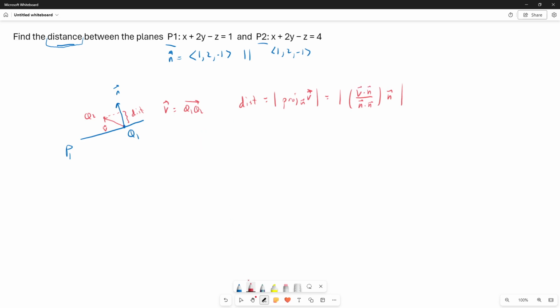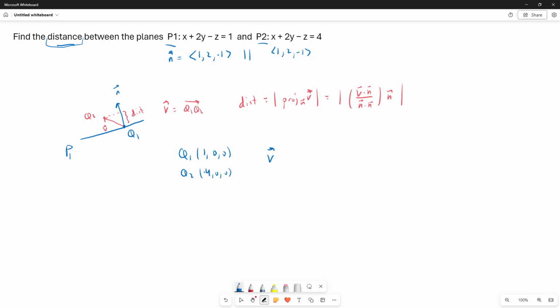Okay, so now for the details. Let's pick a point q1 in plane 1. We'll pick q1 to be a nice simple point. Let's pick x equal to 1, y and z to be 0. 1, 0, 0 is a point on the first plane, and we need a point q2 on the second plane. So for q2, let's pick x equal to 4: 4, 0, 0. Nice and simple.